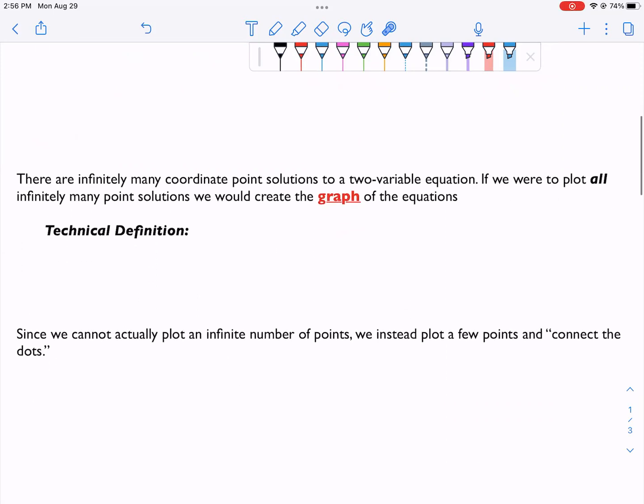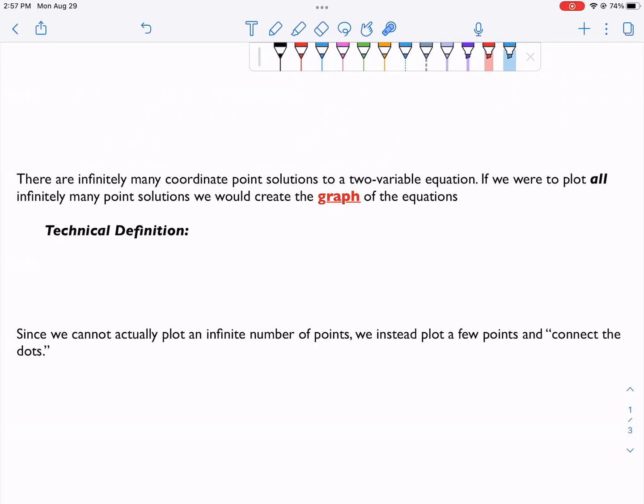So there are infinitely many coordinate points that will satisfy a two-variable equation. And if we're going to plot all those points, all infinitely many, it would take us an infinite amount of time, and we simply don't have that. So what we do instead is we plot a few points and we connect the dots.